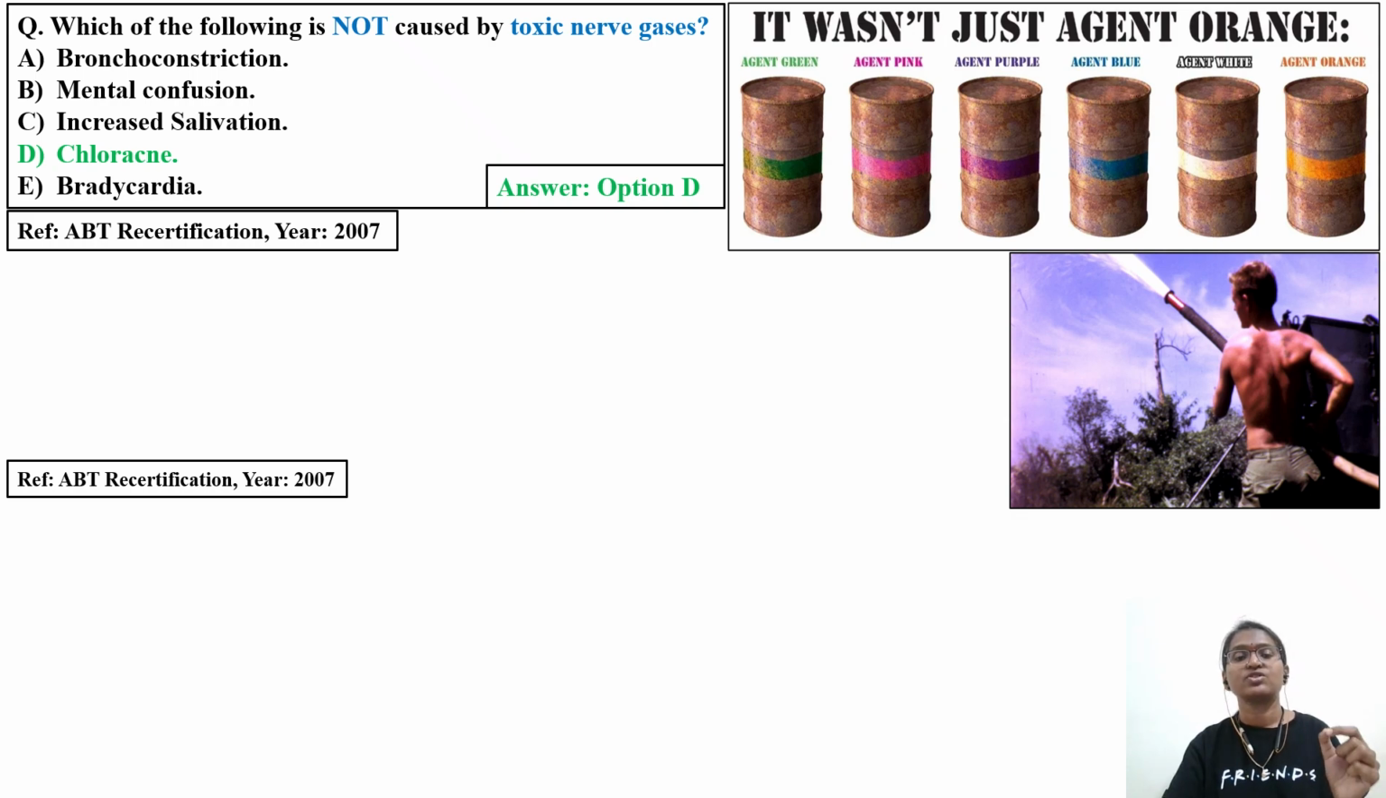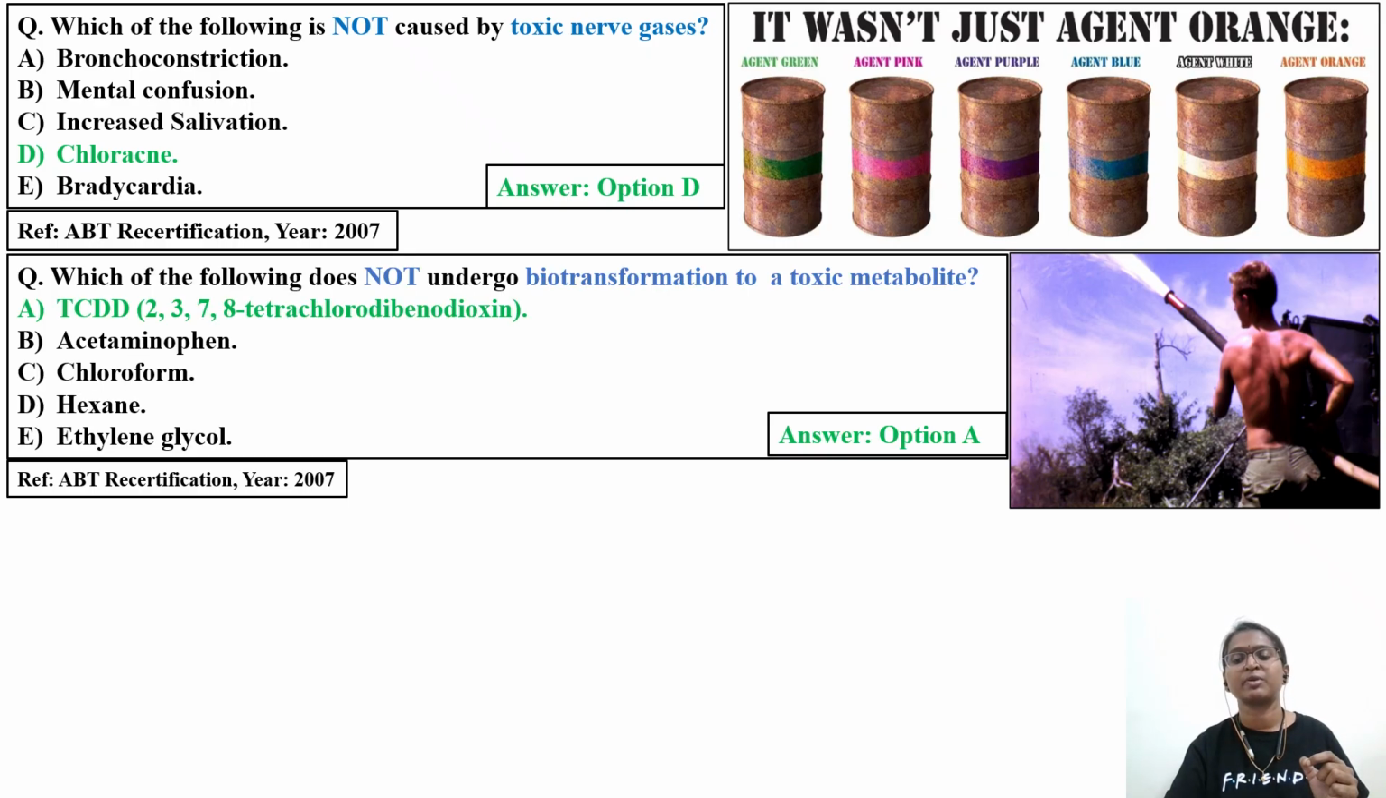Which of the following is not caused by toxic nerve gas? So we need to identify: bronchoconstriction, mental confusion, increased salivation, bradycardia. All these four effects are caused by toxic nerve gas, for example sarin, but chloracne is caused by TCDD. This is the thing you have to remember with respect to the exam.